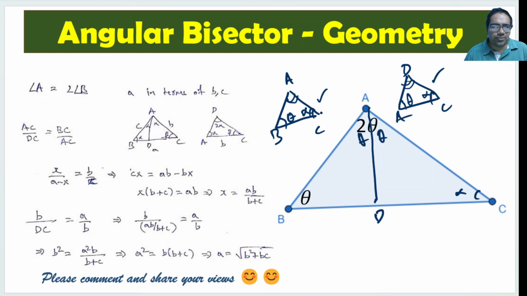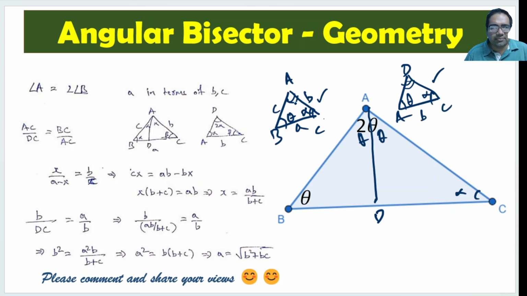Let's take these two: AC by DC equals BC by AC. What is BC? BC is A. What is AC? AC is B. What is AB? AB is C. AD and DC we don't know.